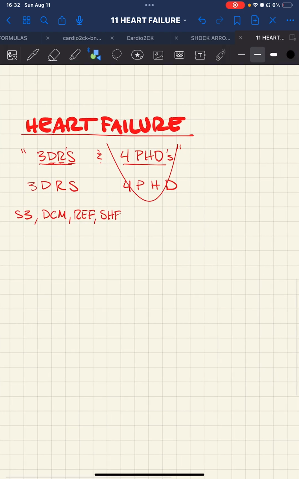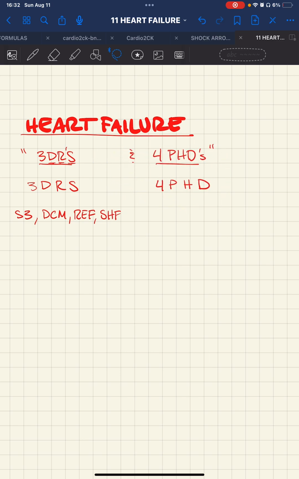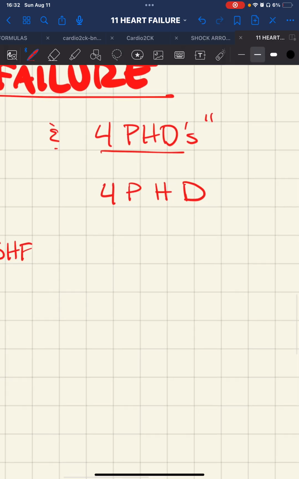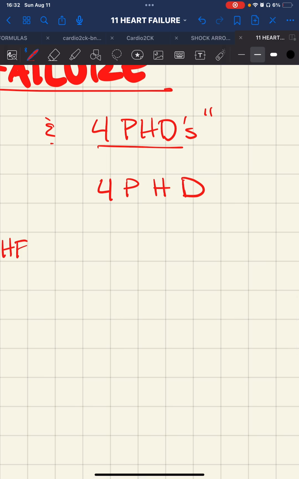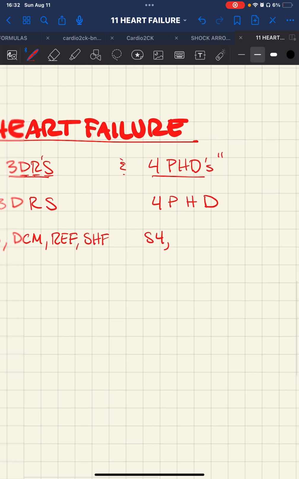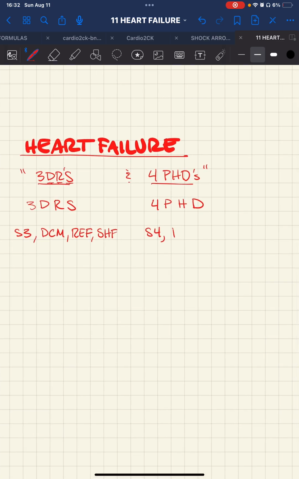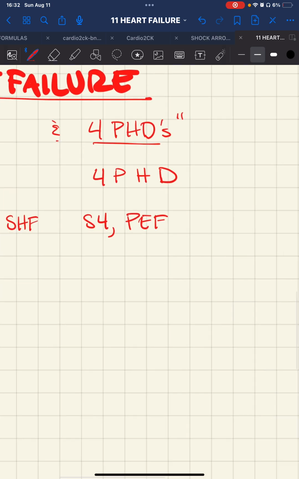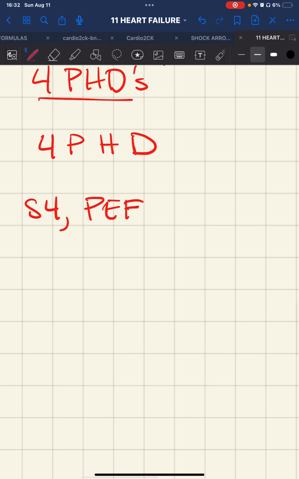Give yourself a little room here. And then what do we have for PhDs? That means we're going to have an S4. We're going to have a preserved ejection fraction. We're going to have hypertrophic cardiomyopathy, and we're going to have diastolic heart failure.